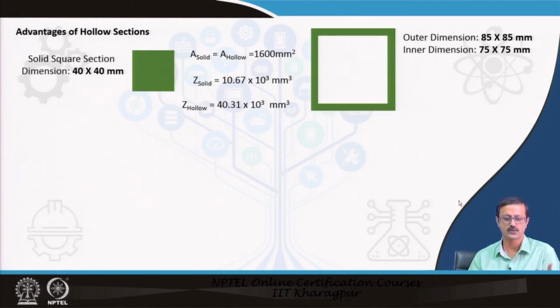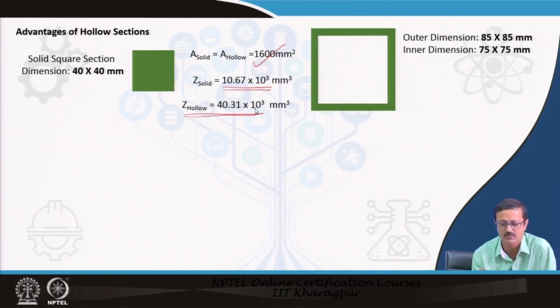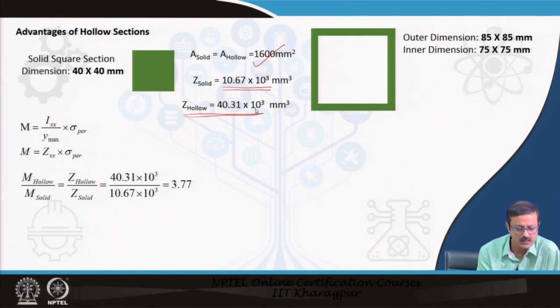So if you want to validate which section is better for strength purposes, say both are having the same area. There is no question of that. But the solid one is having a Z value of 10 point something into 10 to the power 3, whereas the hollow one is having 40 point something, almost 4 times higher Z value. And why is Z value important? Because Z into the sigma permissible is the moment value. So the moment is I by Y max, which is your Z value, into the permissible.